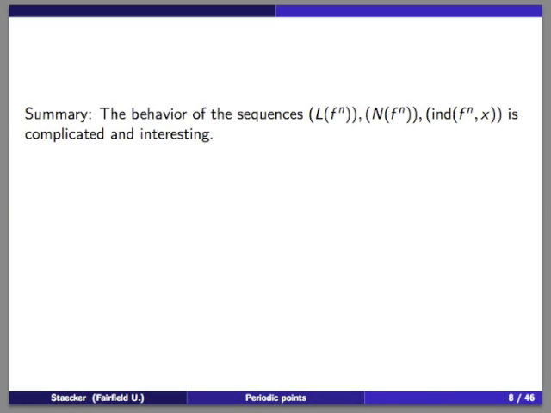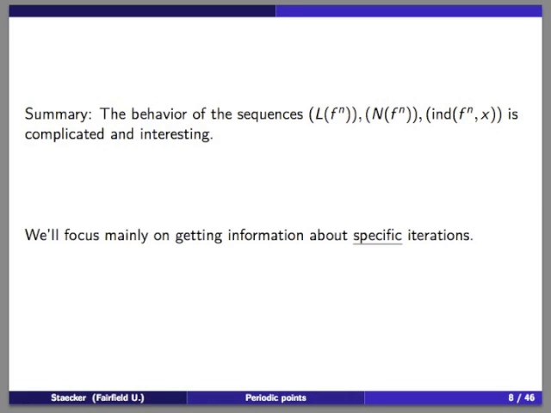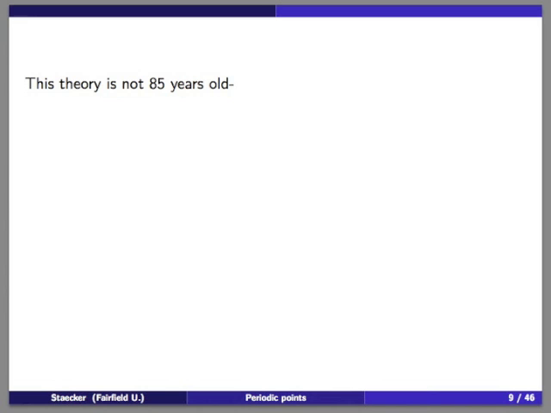So, in summary, the behavior of these sequences, the Lefschetz numbers, the Nielsen numbers, the index, is complicated and interesting. And this is all I'm going to say about it. We're going to focus mainly on getting information about specific iterations rather than the entire sequence, not the whole sequence. All right? So the theory is not 85 years old. Apparently it goes back to Gauss.